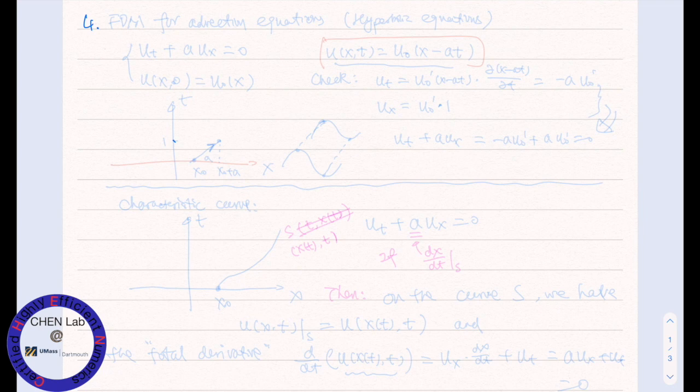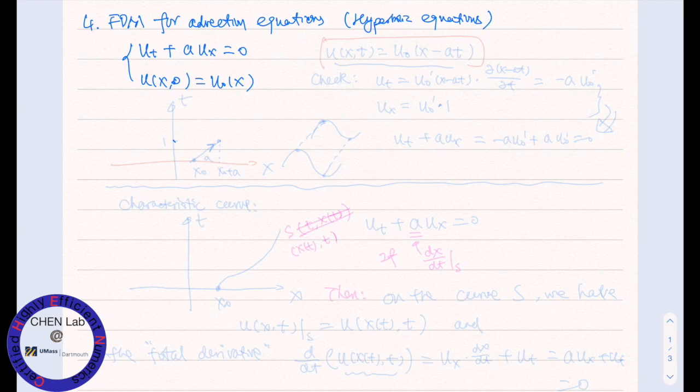We'll start the fourth part of this course, which is finite difference method (FDM) for advection equations, which are also called hyperbolic equations. We'll work on the simplest such equation, which is u_t + a u_x = 0, and we're given the initial condition u(x, 0) = u_0(x).